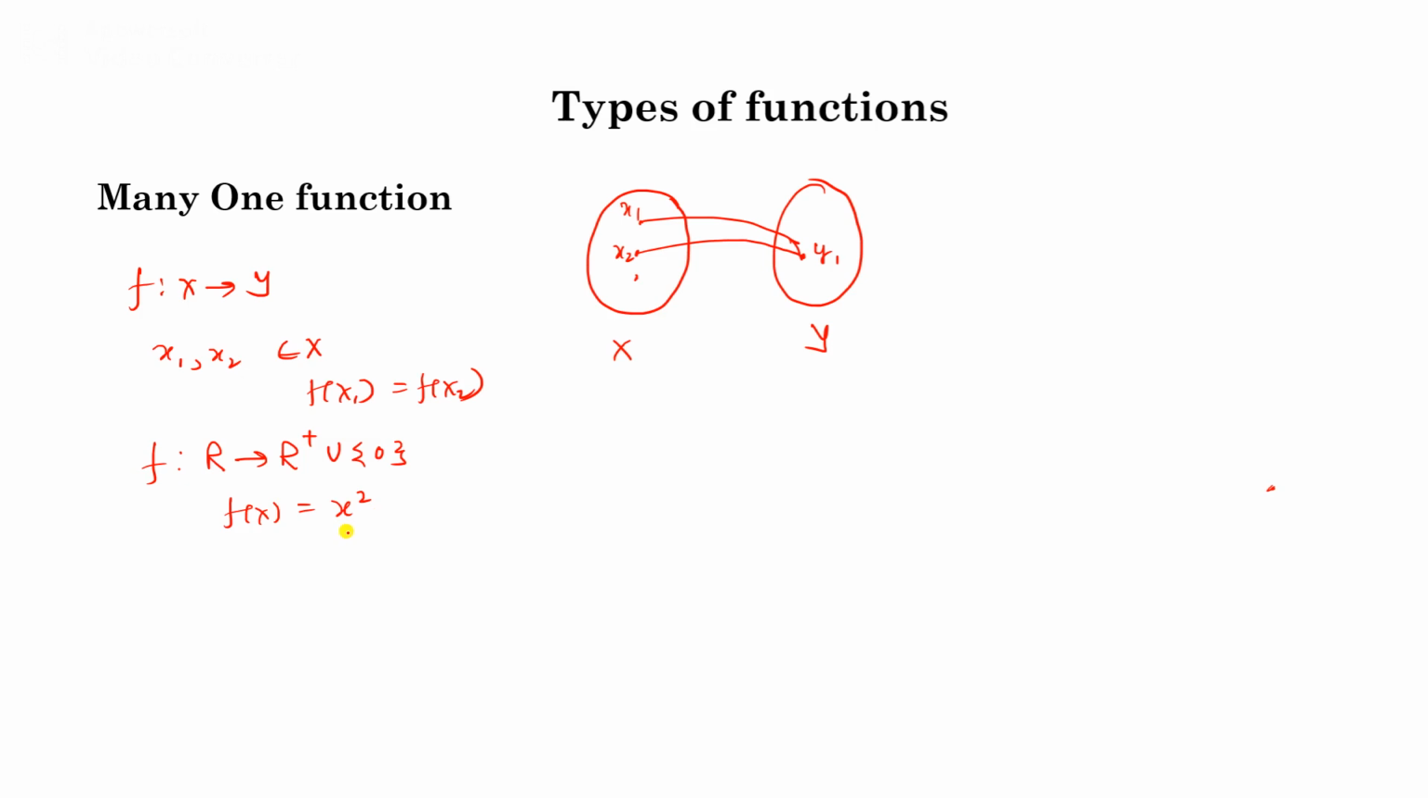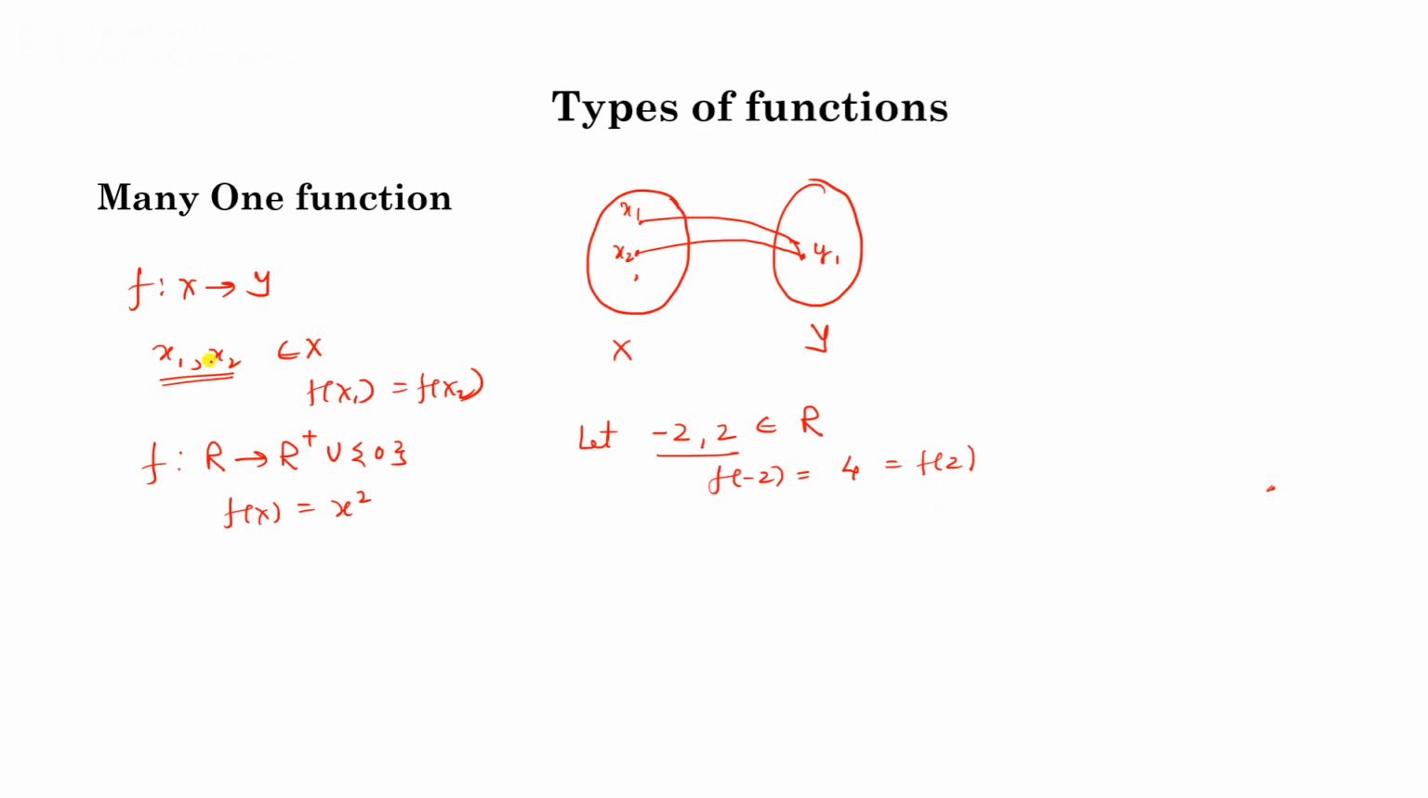So many-one function means we have to show that for two different values x1, x2, f(x1) equal to f(x2). So you can give an example of any two values. For example, let minus 2 and 2 belong to R. So we can say that f(minus 2) equal to 4 and this equals f(2). So these two elements are different. x1 is not equal to x2 but f(x1) equal to f(x2).